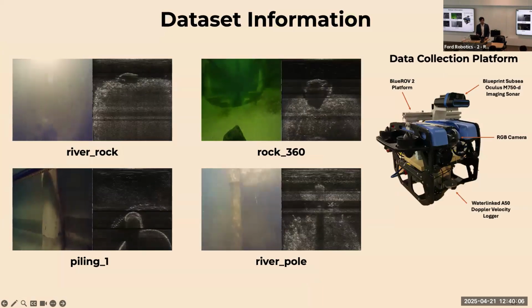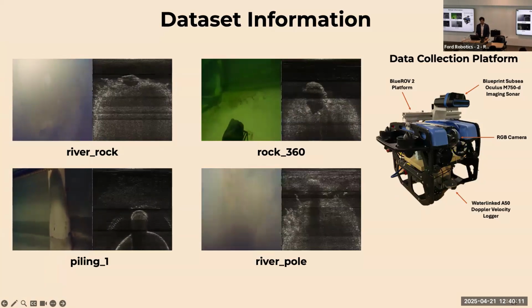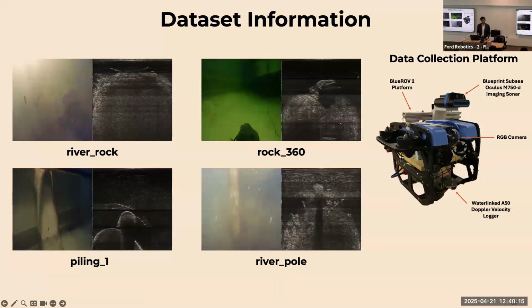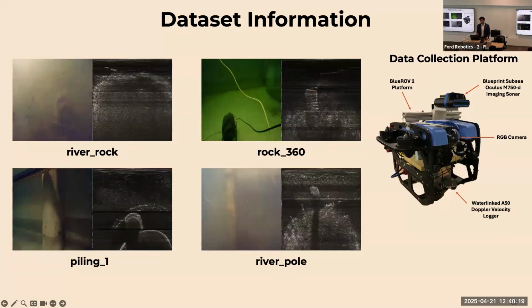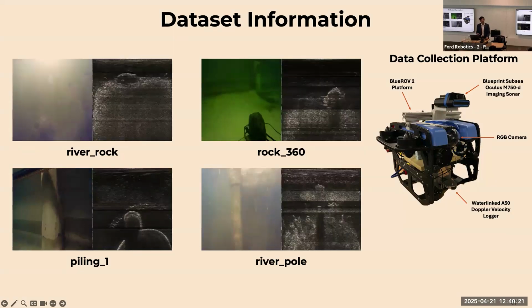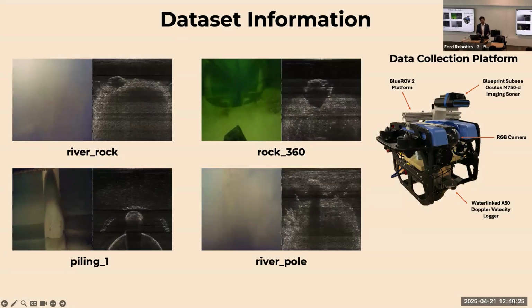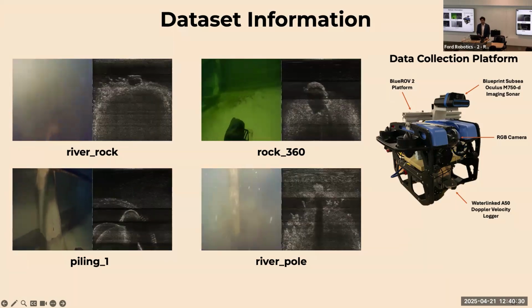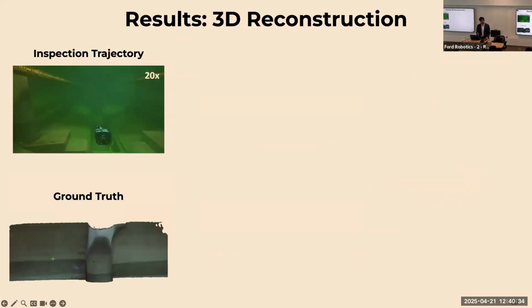So in order to evaluate our method, we collect a bunch of data. In total, we collect 8 data sets, 4 of which are shown here. You can see the RGB image and the corresponding sonar images shown here as well. Our data collection platform is our trusty Blue ROV vehicle, which has been equipped with an Oculus imaging sonar. And we're able to get sensor poses using the Doppler velocity logger and get somewhat accurate sensor poses.